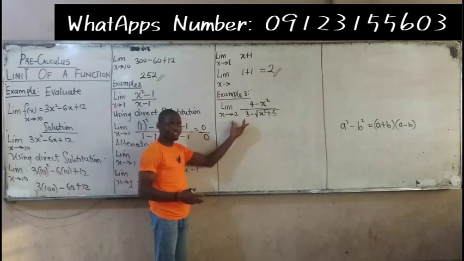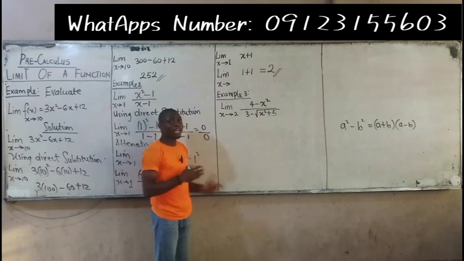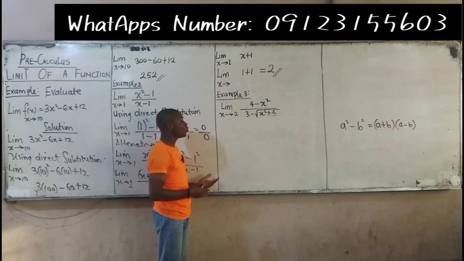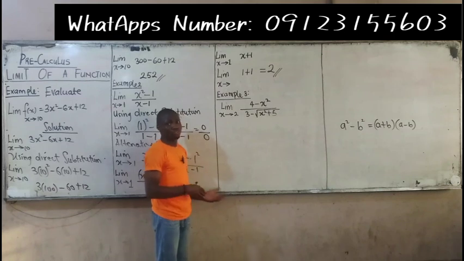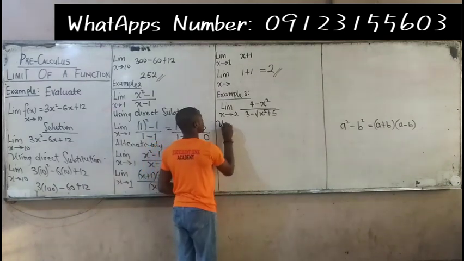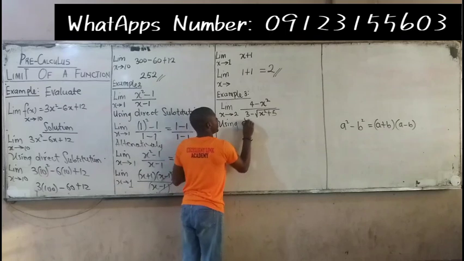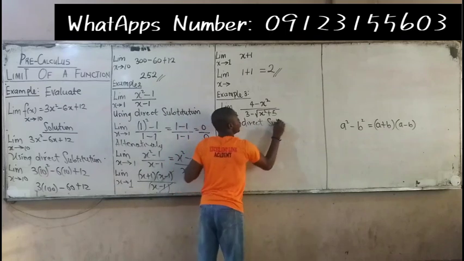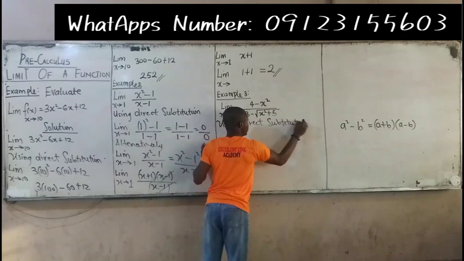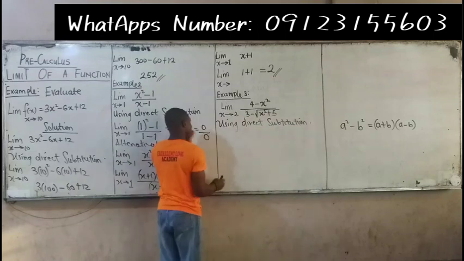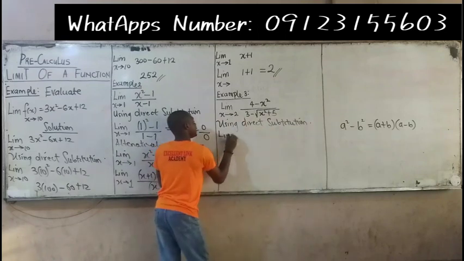So how do you solve this problem? Our first task, as we usually say, is what? We should use the direct substitution method. So using direct substitution, I'll have the limit as x tends to 2 will be what?